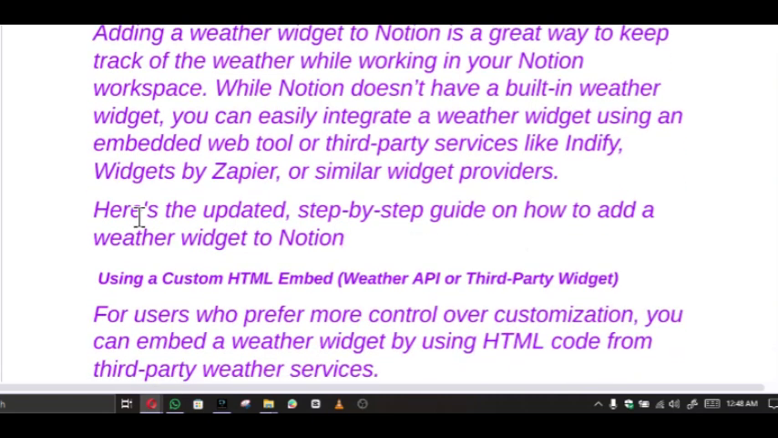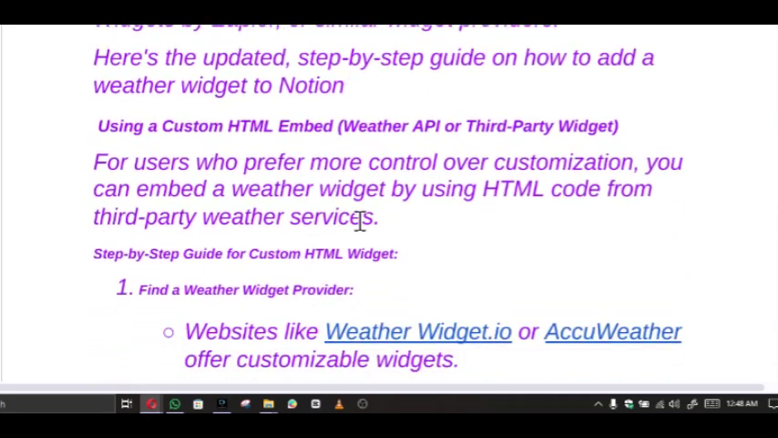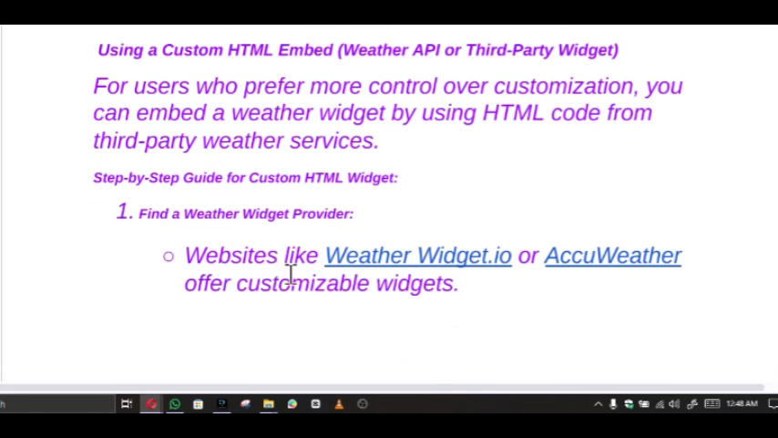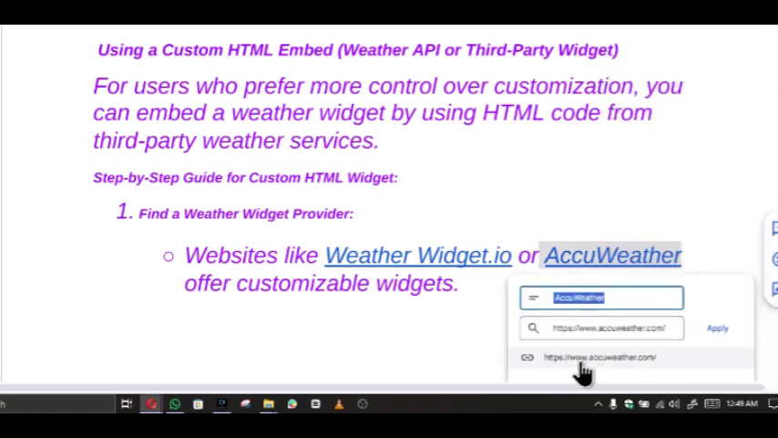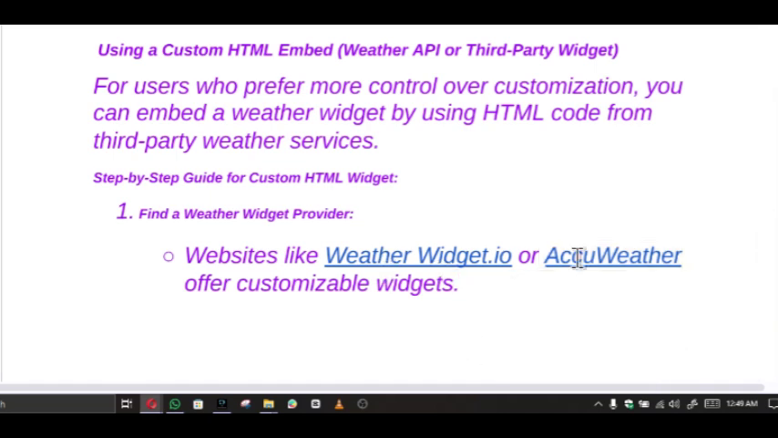So we want to learn how to use the custom HTML embedded method for users who prefer more control over customization. Let's get started. First, visit websites like weatherwidget.io or AccuWeather. Now, the URL for AccuWeather is www.accuweather.com. So you can visit any of these two sites.